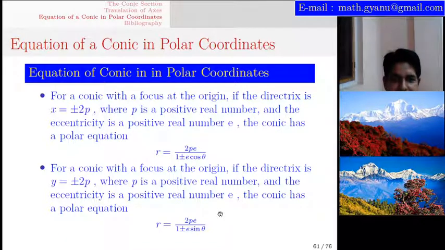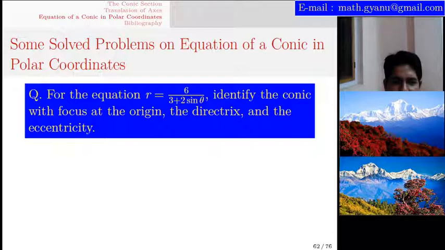Okay, these are the in general standard form. Now, for the equation r equal to 6 by 3 plus 2 sin theta, identify the conic with focus at the origin, the directrix and the eccentricity. That is, this represents the conic. So we have to find the different components: focus, directrix and eccentricity. To find this, first of all, we have to show what type of conic it will be.